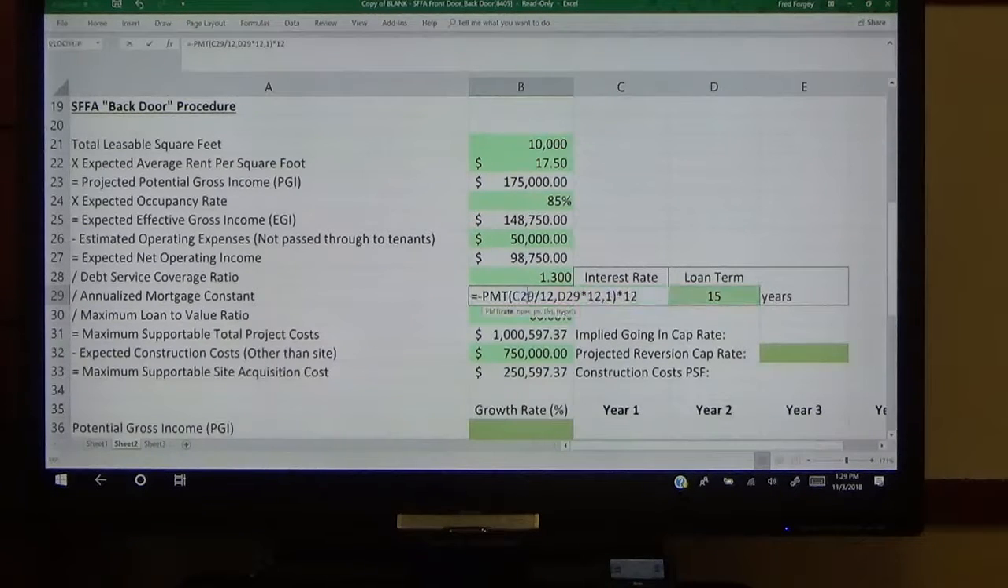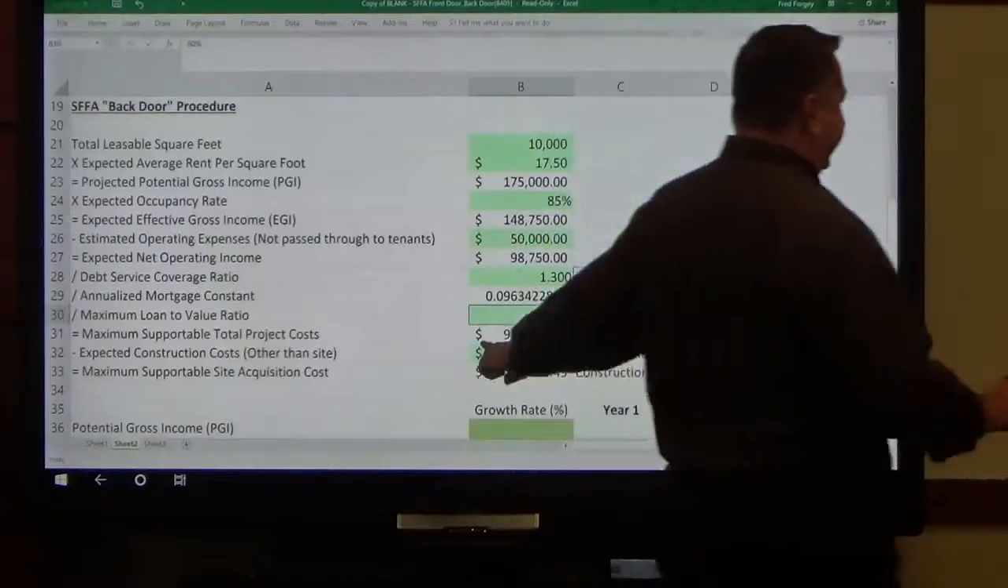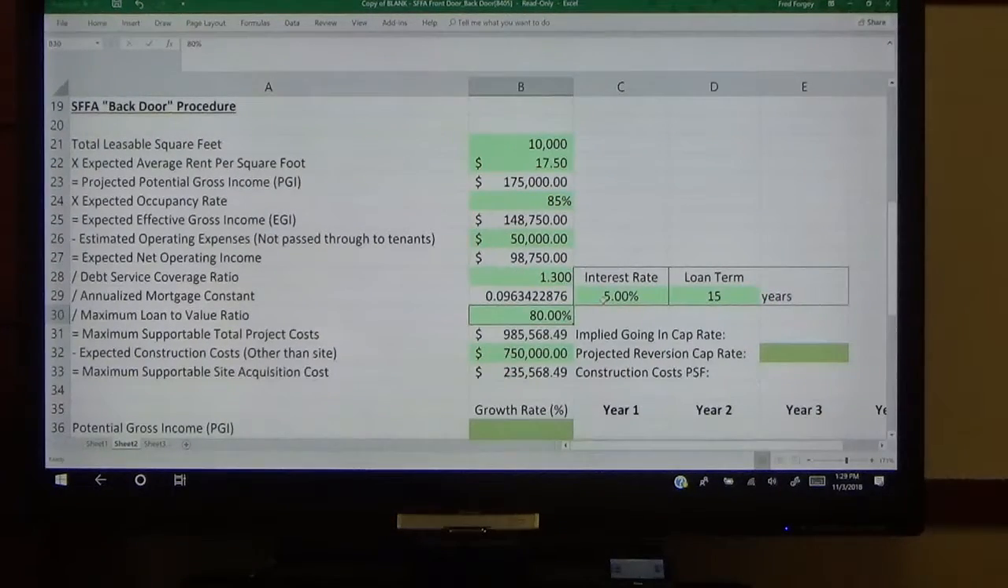Okay, so now you're trying to get, now we're going to do it on an annual basis. Got it, so you need to multiply. So we're going to get rid of all the divided by 12, all the multiplied by 12, and the multiplied by 12, okay? Now look at the number we get. Somebody read the number out to me. 0963422. Okay, so you see that the number is different, okay?